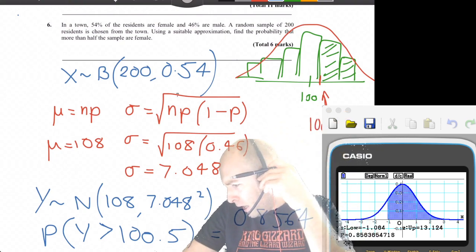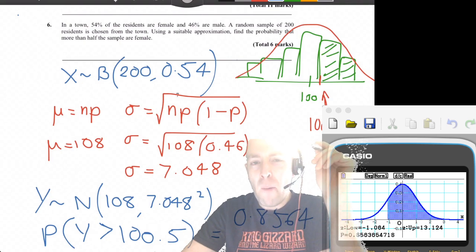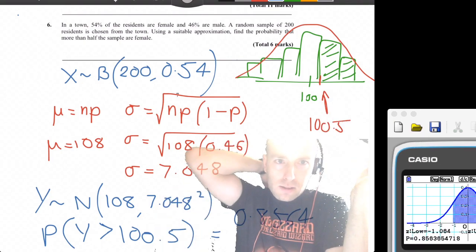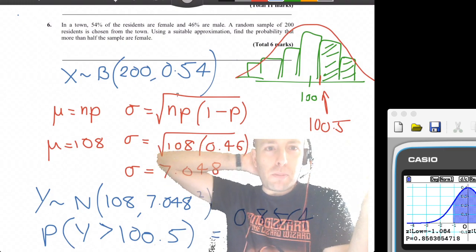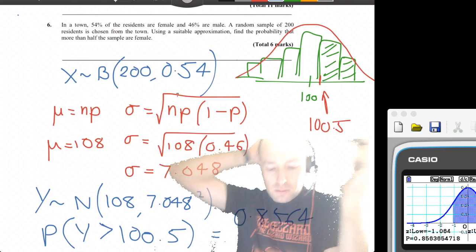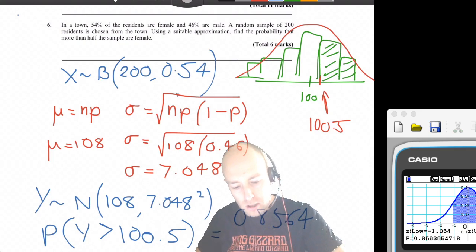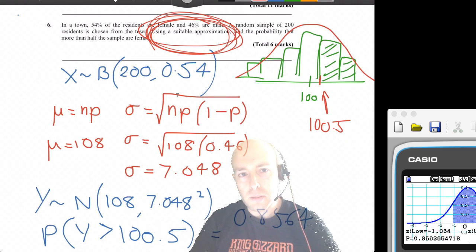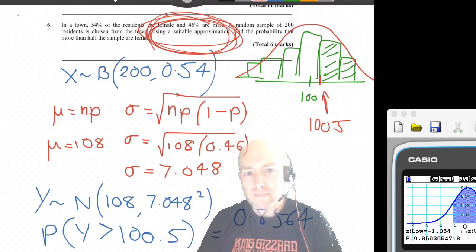And to answer George's question, why can't we just use the binomial? Well, normally we would, but it tells us to use a suitable approximation. And that is key for use the normal to approximate the binomial. Everybody all right with that?